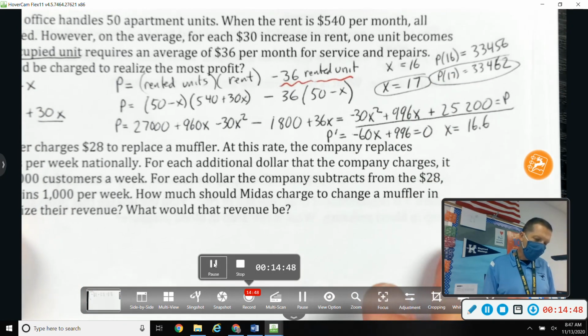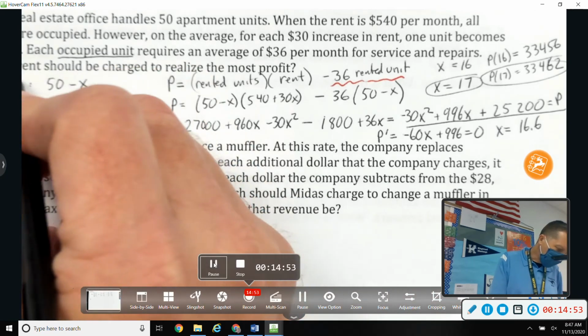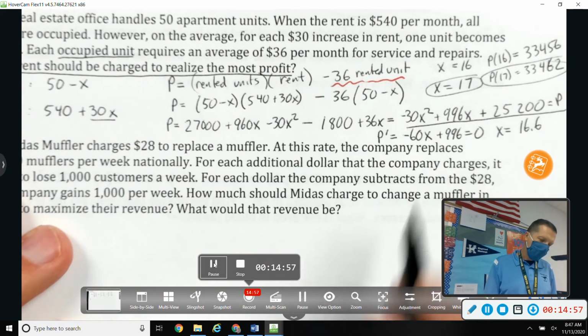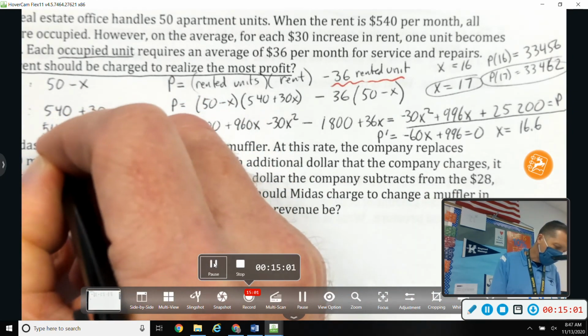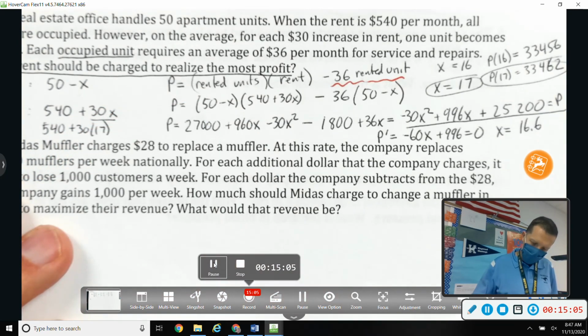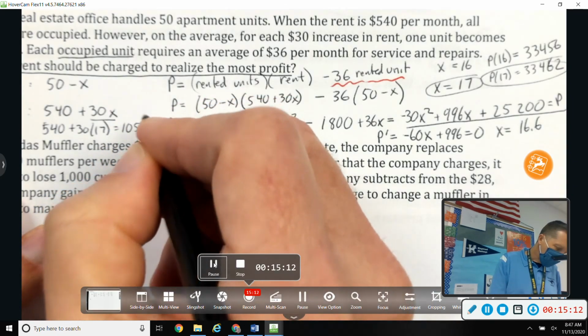Although, now we need to go back and answer the right question. What rent should be charged to realize the most profit? Well, if x is 17, rent would be 540 plus 30 times 17, which is 1050.